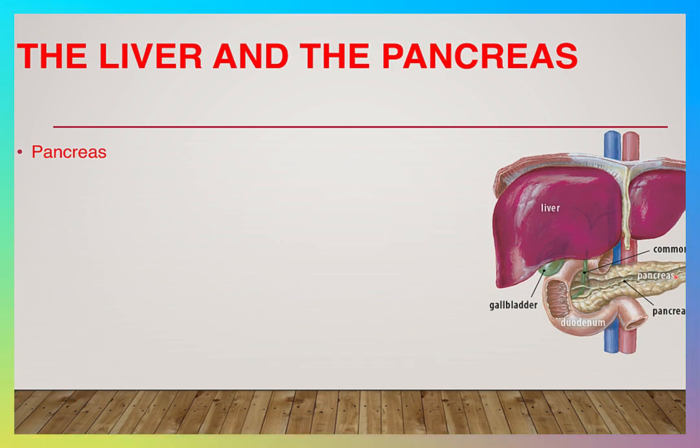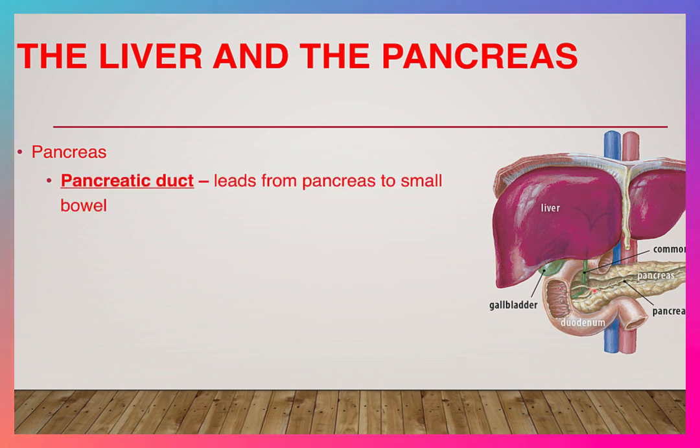The pancreas is here, and this is the pancreatic duct, which leads into this. This is the main pancreatic duct, and then there's an accessory pancreatic duct here. The pancreatic duct leads from the pancreas into the small bowel, and it allows for the transport of pancreatic juice into the small intestine.